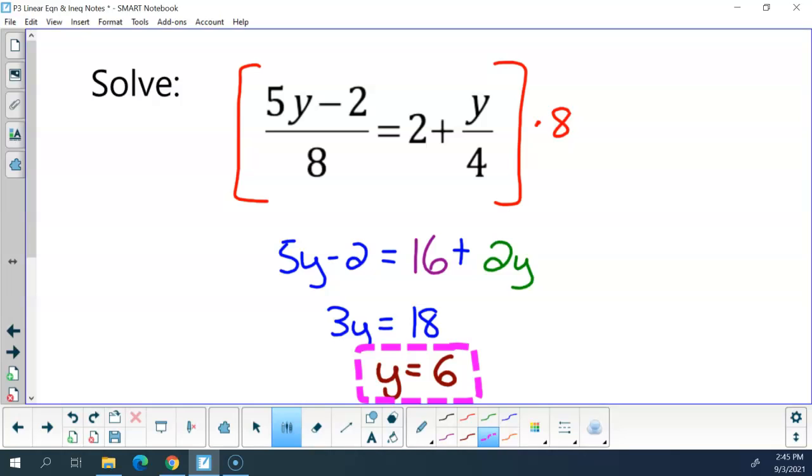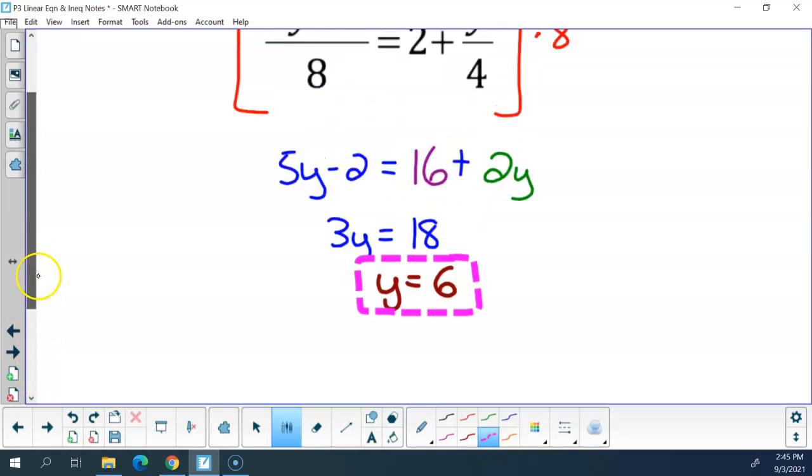Love it. Good time. Anything else way down here? Nothing else way down there. That's a good thing.